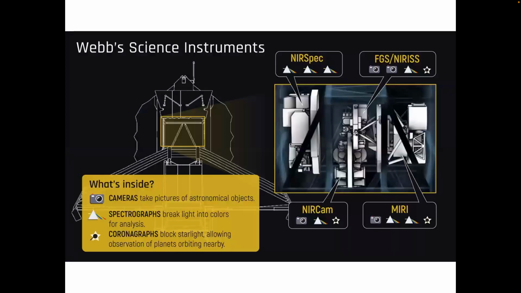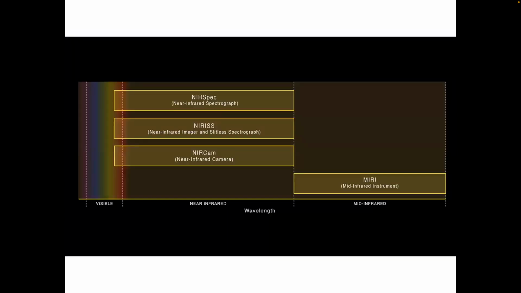And there are 4 instruments on the James Webb Space Telescope: NIRSpec, NIRISS, NIRCam, and MIRI. All the 4 instruments are able to perform spectroscopy, some of them also photometry and coronagraphy. And 3 instruments work in the near infrared, and 1 instrument is working in the mid infrared.